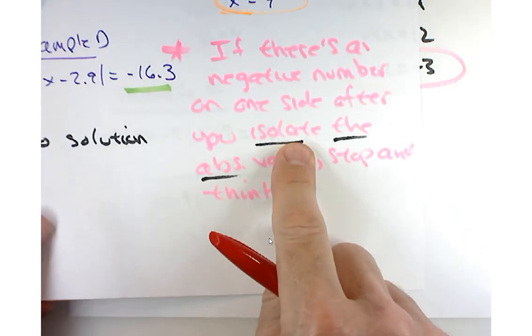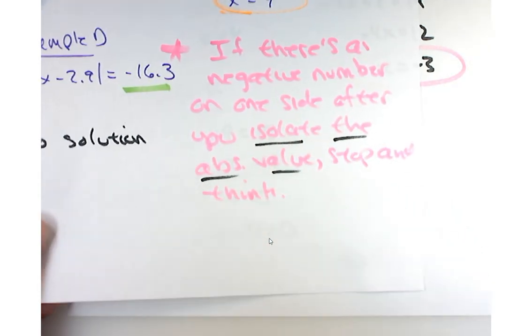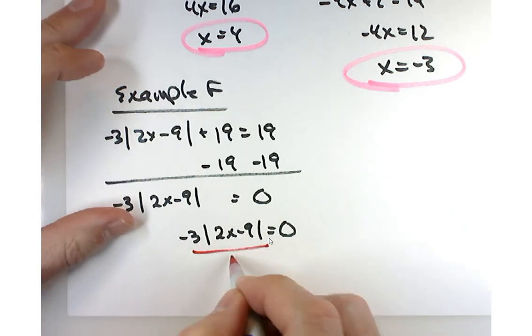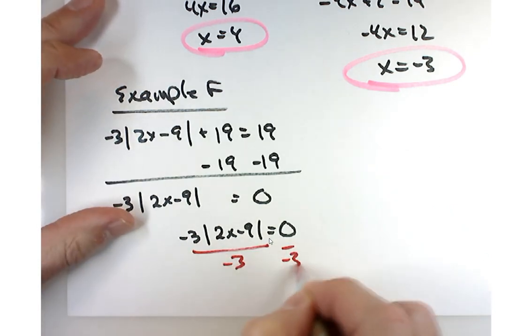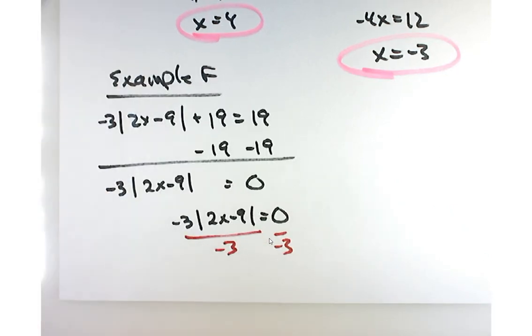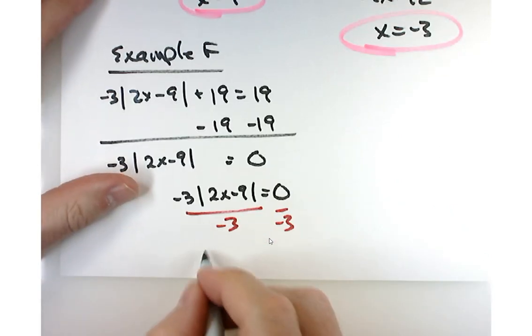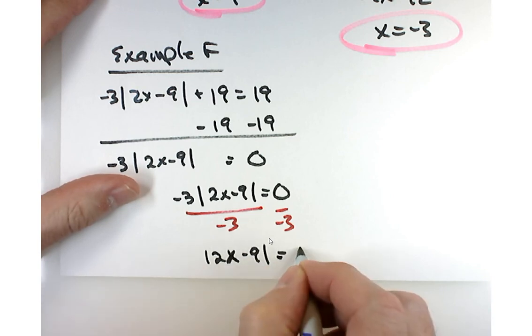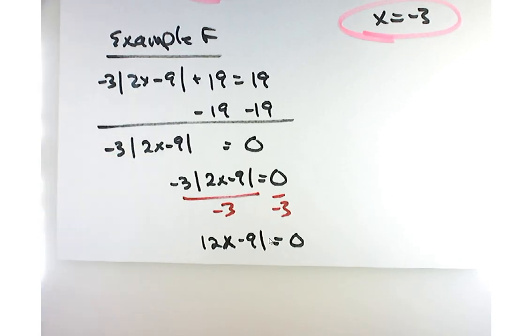Yeah. Again, going back to this, we want to isolate the absolute value. So I'll divide both sides by negative 3. And there's where it's what we wanted. The absolute value of 2x minus 9 equals 0.